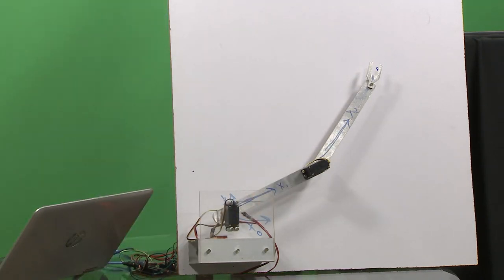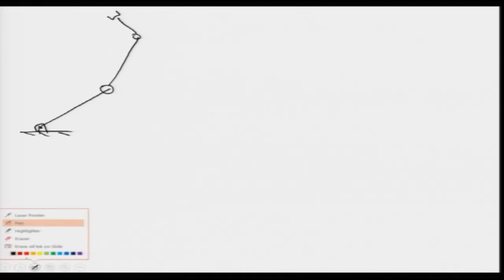So let us very quickly write down the DH parameter table for this manipulator. We have our manipulator having 3 degrees of freedom as shown there. So we assign our axes. The first axis is our Z axis. So my Z0 and Z1 are the same axis. Z0 does not move.